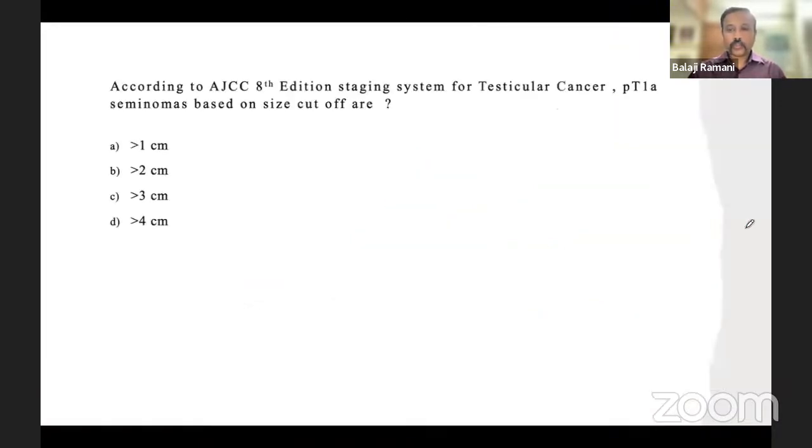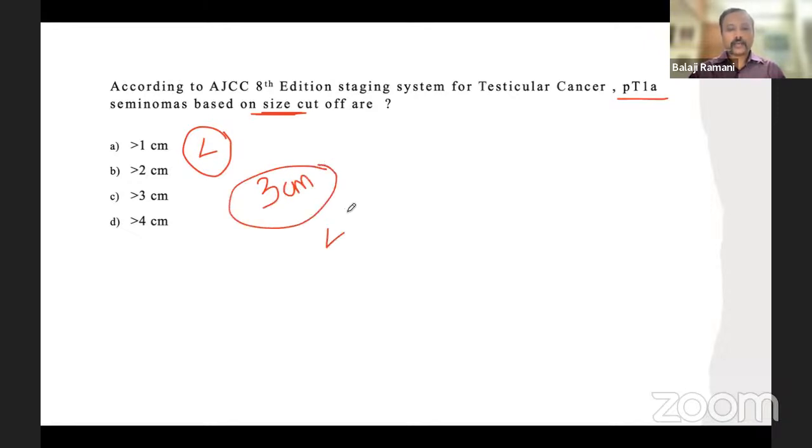Right. Let's go on to the next question. According to the AJCC 8th edition staging for testicular cancer, pT1a seminomas are based on which size cutoff? Actually, the question is framed slightly wrongly. All this has to be less than, not greater than. I think they gave the answer wrong, but you can have the size cutoff as 3 centimeter. The correct answer to this is 3 centimeters.